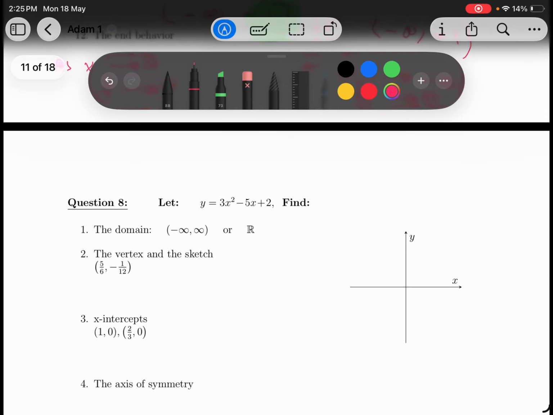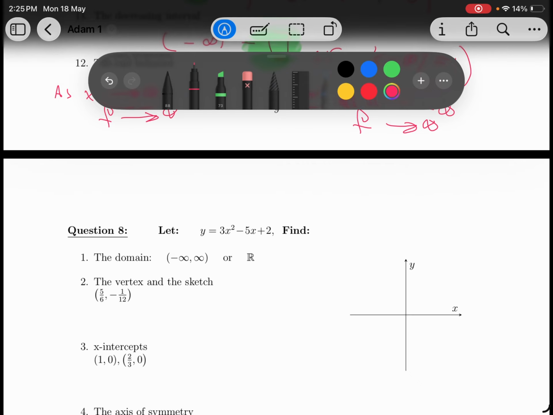Okay guys, the next example I have here is 3x squared minus 5x plus 2. So a here equals 3, b equals minus 5, and lastly c equals 2. Okay guys, for this example, the domain, we are done with that. The minus infinity to infinity, or this fancy R, or this R. It's the same, okay? It's very understandable, it's very common in mathematics. Every mathematician will understand this directly.